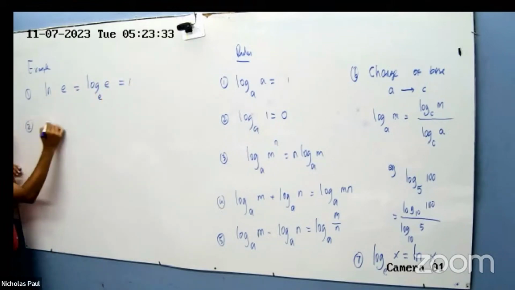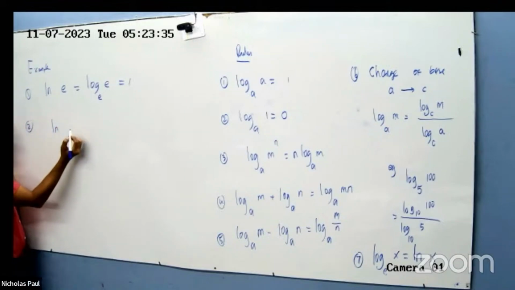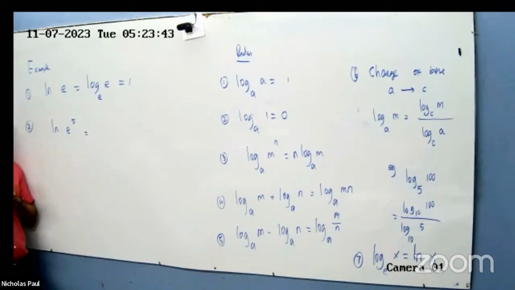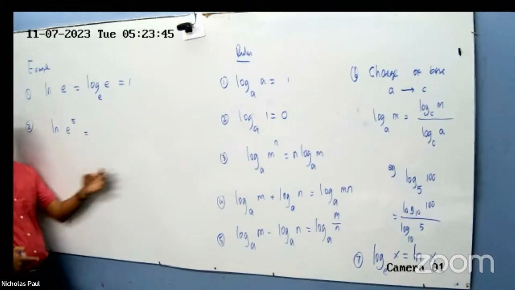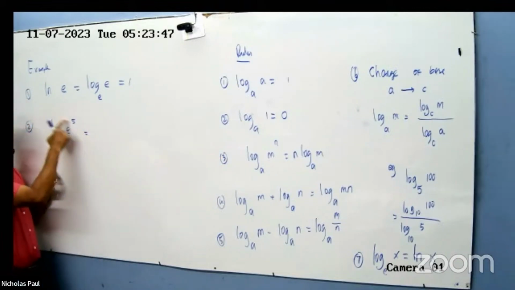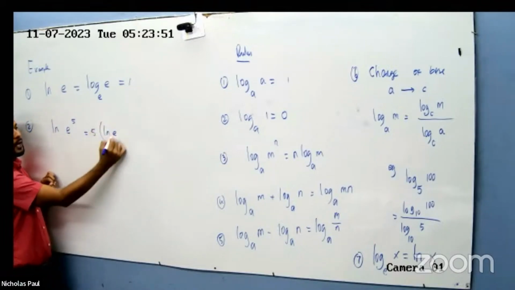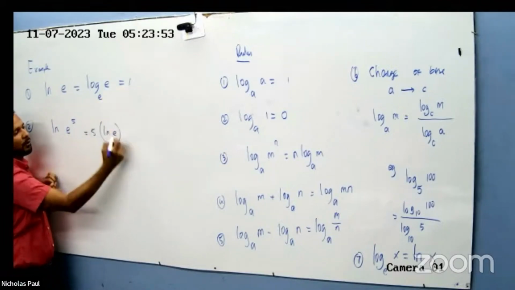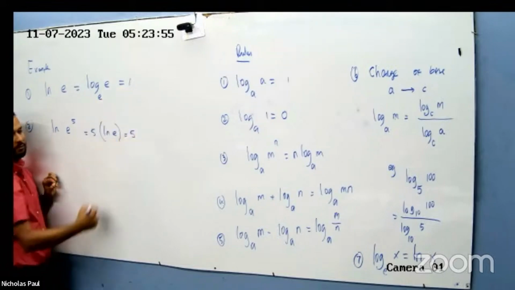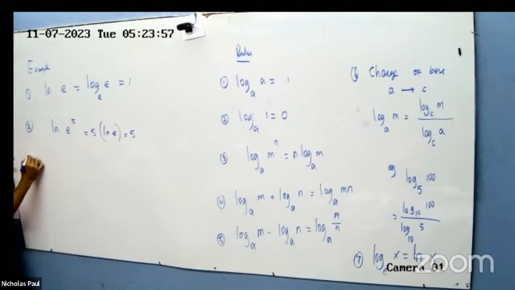What about ln e to the 5? What will that be? Right. This 5, I can use the power rule. This 5 comes in front and it will be 5 ln e. And we know that ln e is what? 1. So the answer is 5. That's okay?